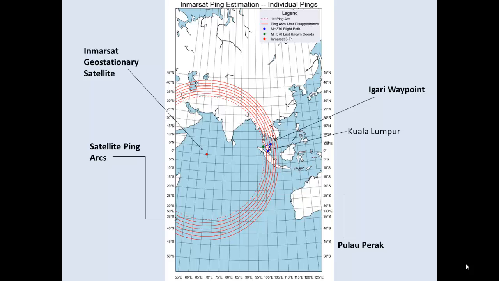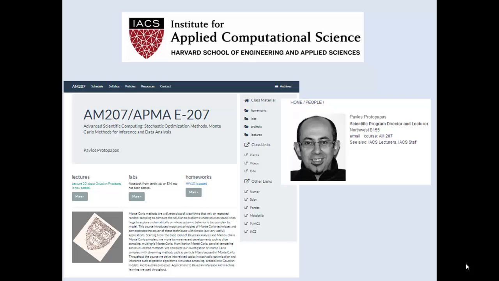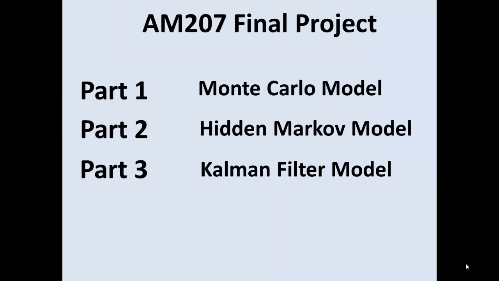Then we said, let's model where MH370 could be, using tools and techniques we learned this spring in AM207, a Monte Carlo modeling and statistics course taught in Python by the scientific program director of Harvard's Institute for Applied Computational Science himself, Pavlos Protopapas. Our project was divided into three main method applications. We now describe the first one, a Monte Carlo model.